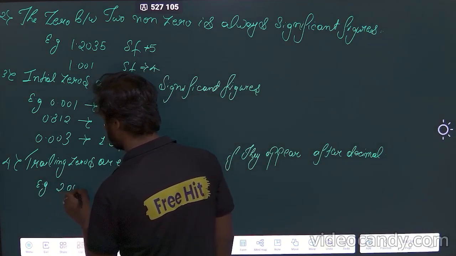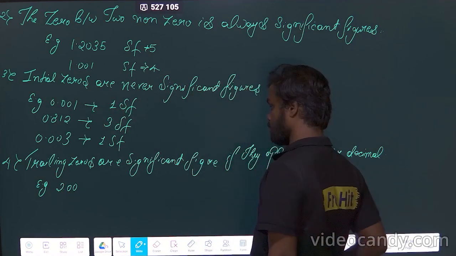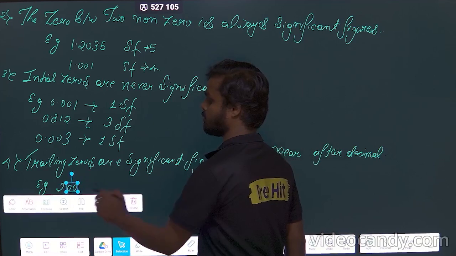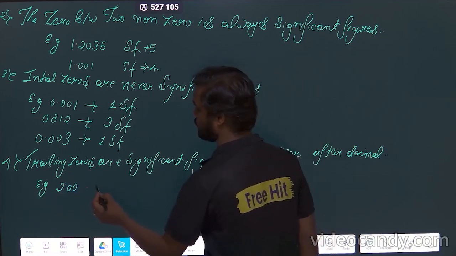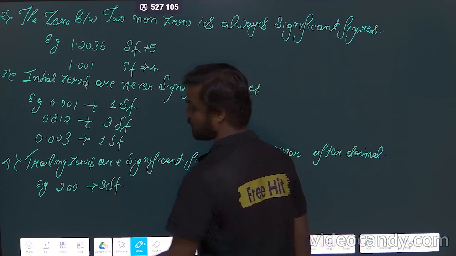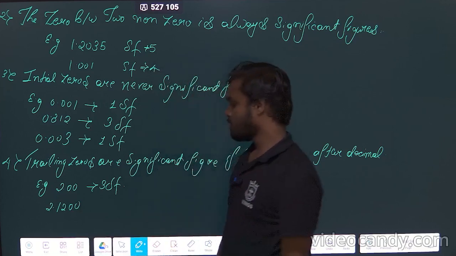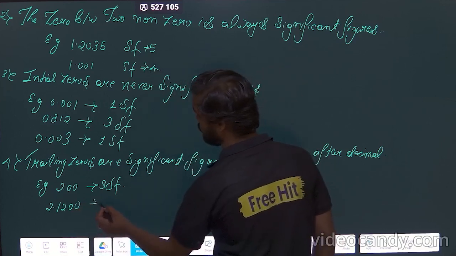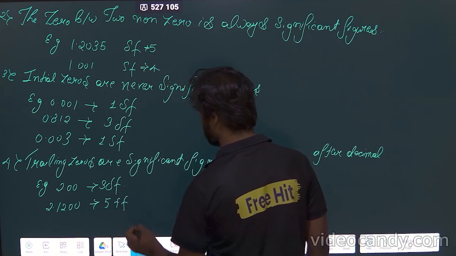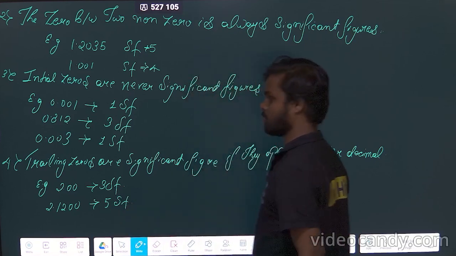For example, like 2.00. See, this 2 is a significant figure, and these two zeros are occurring after the decimal. So these will also be significant figures. So in total we have 3 significant figures. Okay. Suppose we take 2.1200. So here this zero will also be significant because it is occurring after the decimal. So in total 5 significant figures will be there. Clear?